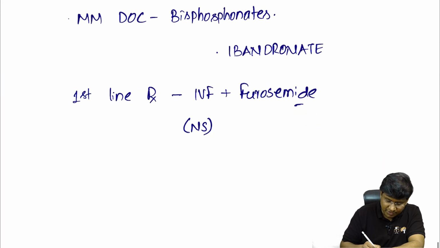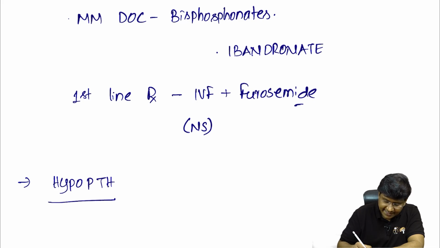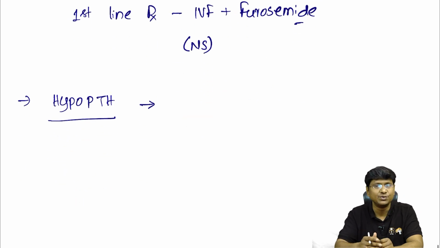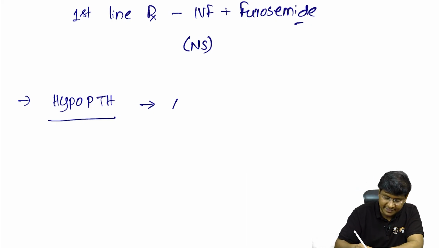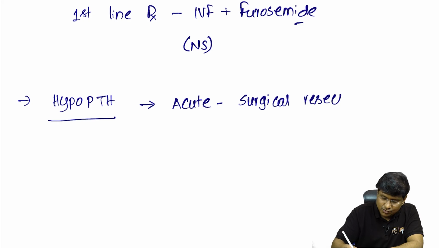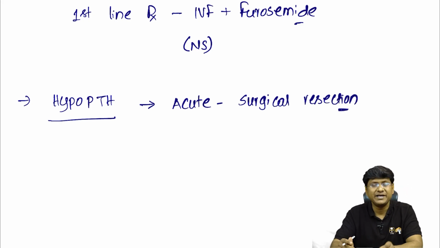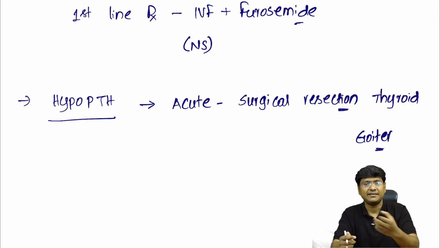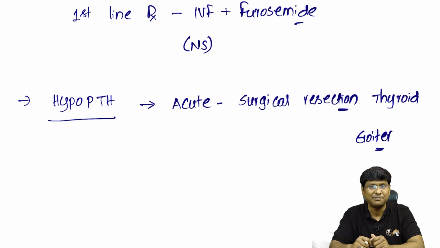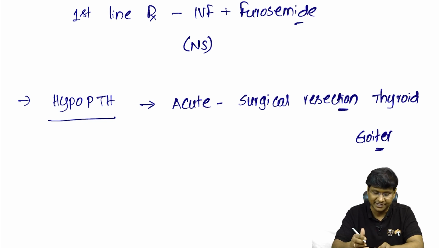After having discussed hyperparathyroidism, let me discuss hypoparathyroidism. In hypoparathyroidism, as the word itself tells you, there is a decrease in parathormone. Now what are the various etiologies? The acute form of hypoparathyroidism is caused by the surgical resection of the parathyroid gland. When you are doing a surgical resection of a thyroid goiter, the parathyroid glands are also taken off, and that will result in an acute form of hypoparathyroidism, right?